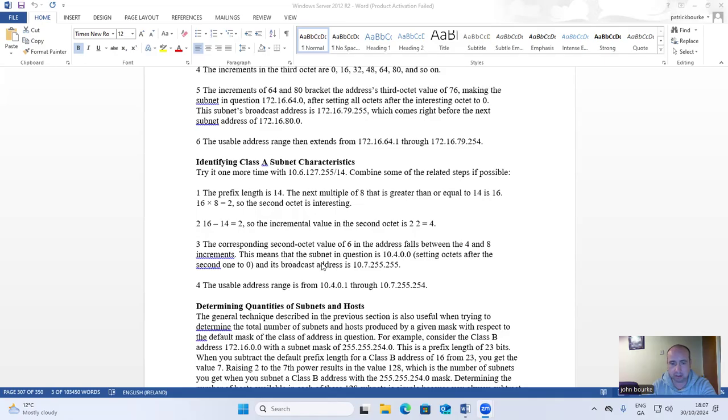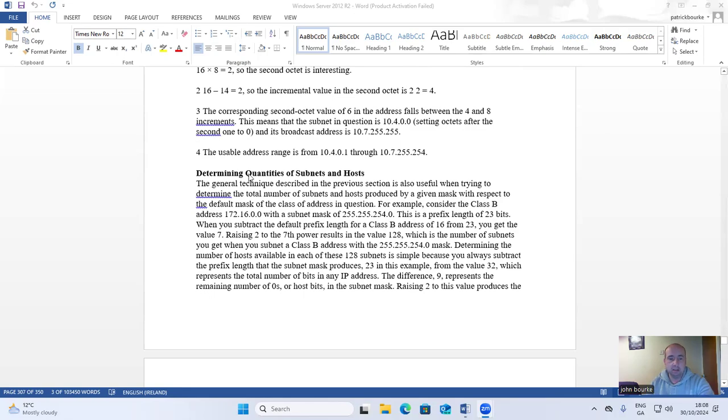3. The corresponding second octet value of 6 in the address falls between 4 and 8 increments. This means that the subnet in question is 10.4.0.0, setting octets after the second one to 0, and its broadcast address is 10.7.255.255. 4. The usable address range is from 10.4.0.1 through 10.7.255.254.